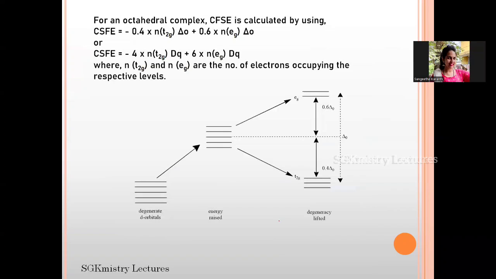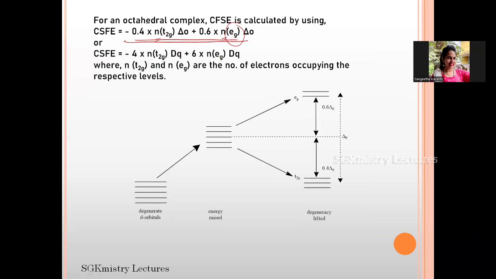Now, how to calculate this crystal field stabilization energy? There is a particular formula, you can note this. Crystal field stabilization energy is given by minus 0.4 into n(T2G) into delta O, plus 0.6 into n(EG) into delta O. Here n represents the number of electrons in the T2G orbitals, and likewise n is the number of electrons present in the EG orbitals.